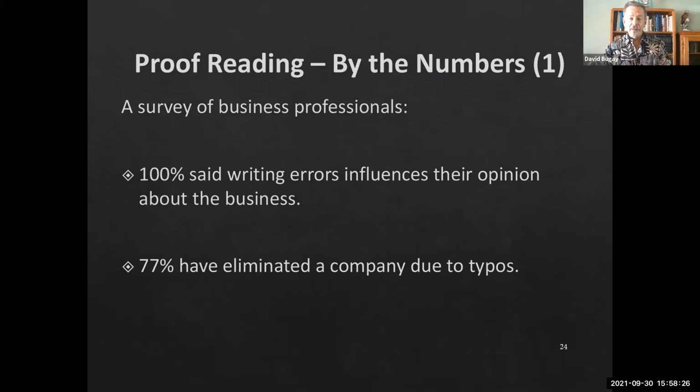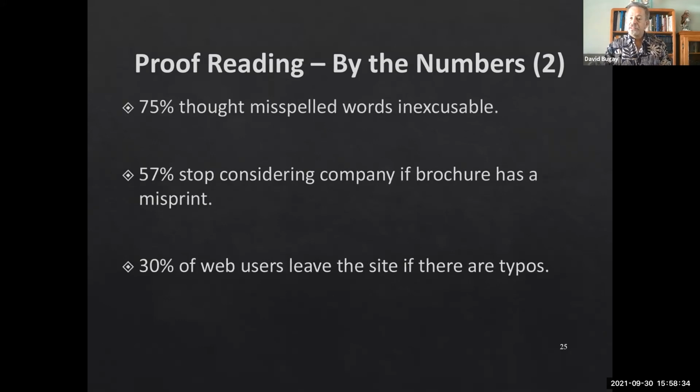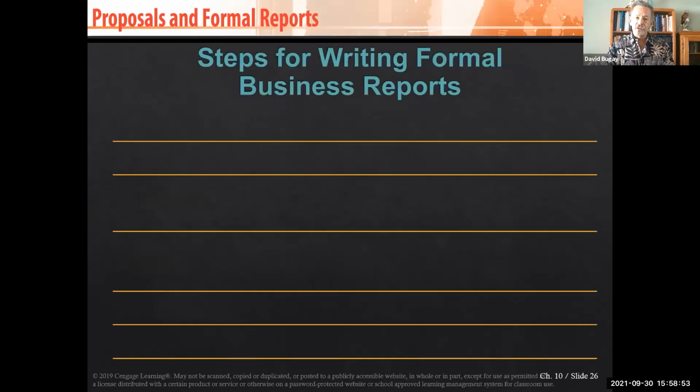You don't want to have a typo in a $1 million account and all of a sudden lose $1 million revenue for your company because you put a typo or two in there and didn't care to go back and fix it. 75% of business pros thought misspelled words are inexcusable. 57% stop considering a company if a brochure has a misprint, and 30% of web users leave the site if there's typos on it. Typos drive people crazy. They may not say anything. They may just go click and you're gone. And so is their business as you go through.